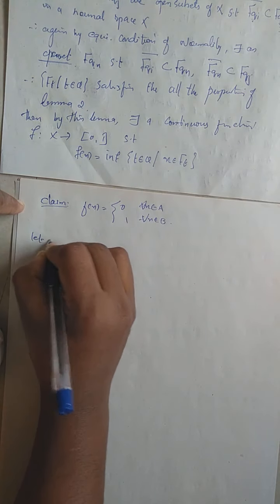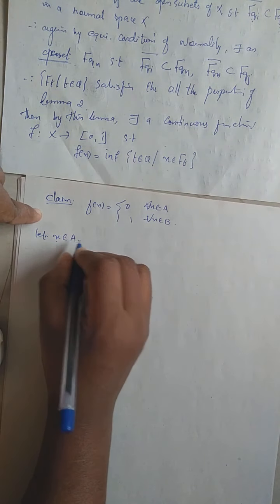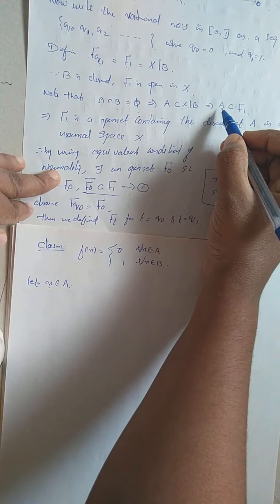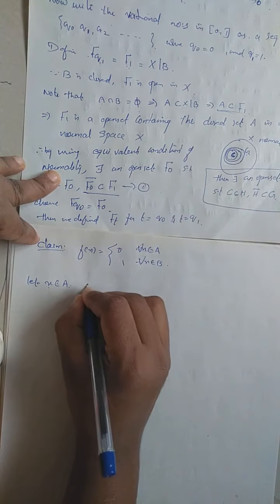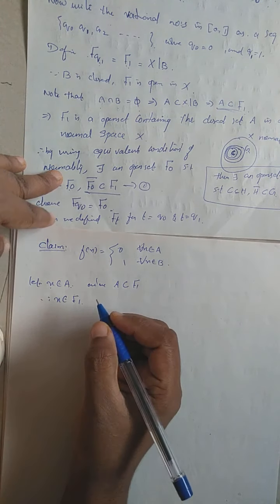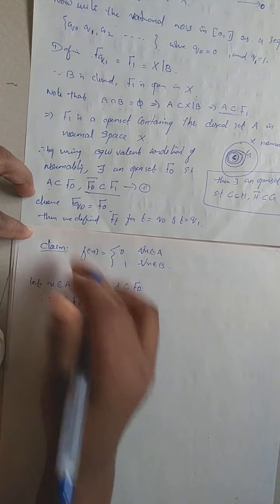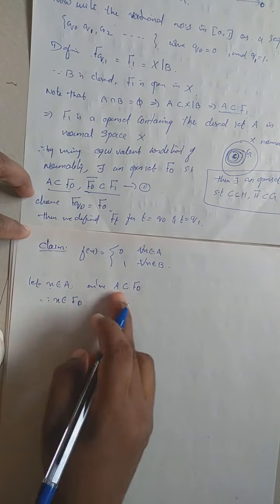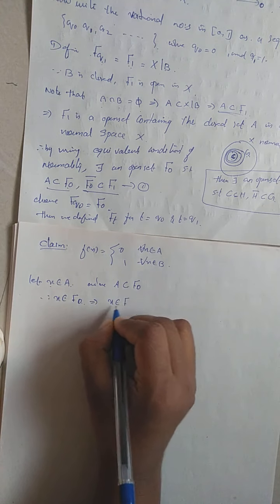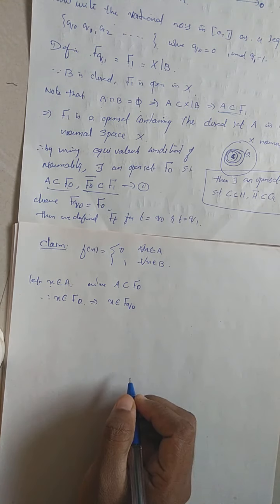Okay, so let x belong to capital A. By the construction of these F_q's, we have A is contained in F_1, therefore x belongs to F_1. Also A is contained in F_0, therefore x must belong to F_0. When x belongs to F_0, what is F_0? It is nothing but F_q_0. So x belongs to F_q_0.